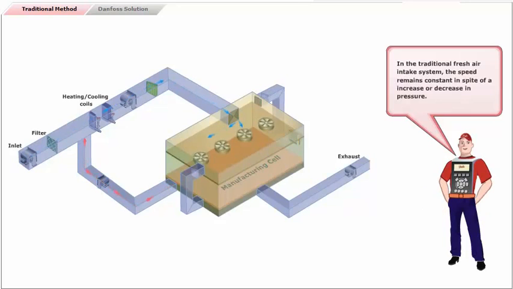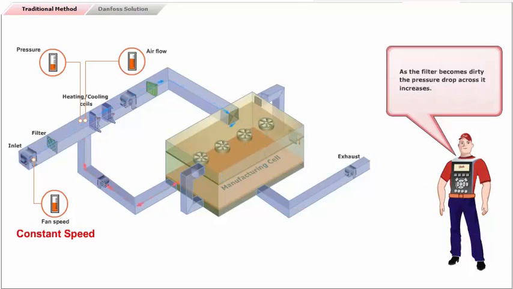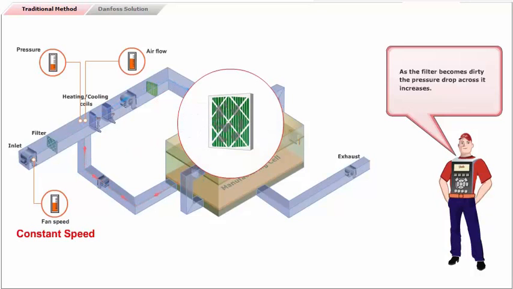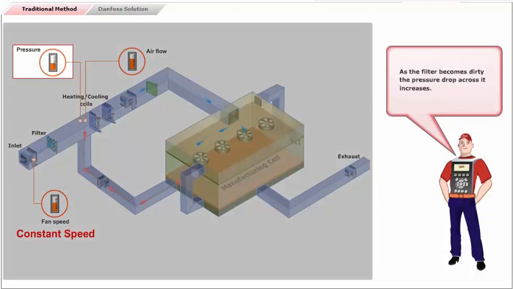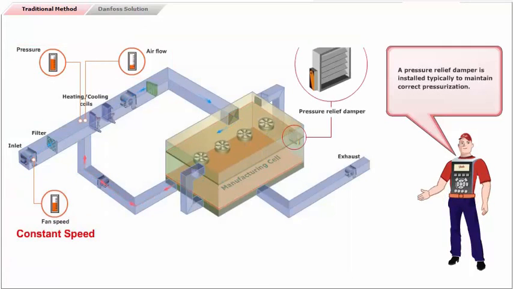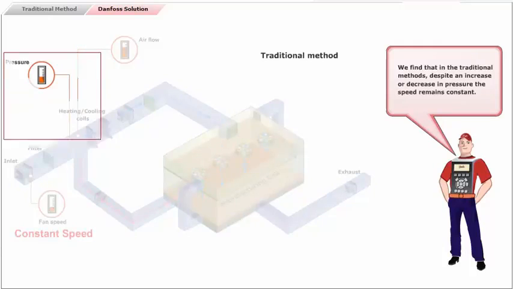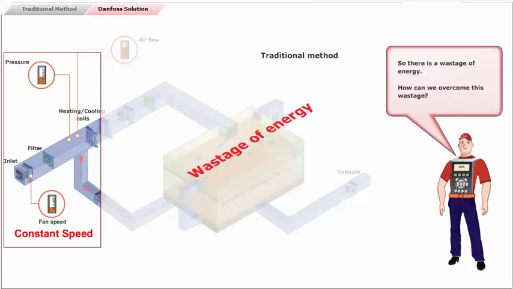In the traditional fresh air intake system, the speed remains constant in spite of an increase or decrease in pressure. As the filter becomes dirty, the pressure drop across it increases. Airflow is reduced and can create pressurization problems in the manufacturing cell. A pressure relief damper is typically installed to maintain the correct pressurization. We find that, in the traditional methods, despite an increase or decrease in pressure, the speed remains constant. So there is a wastage of energy.